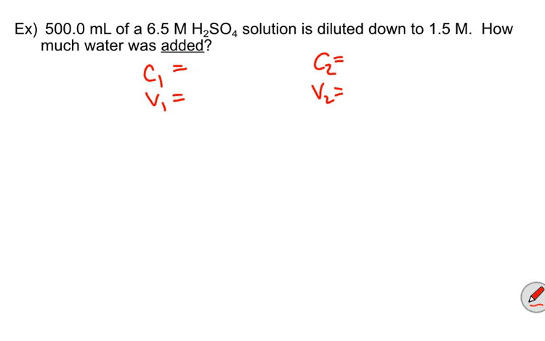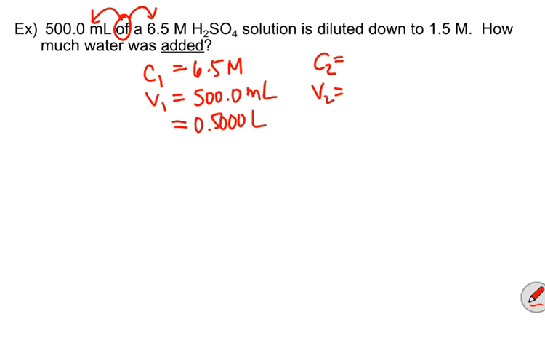Okay, so I started off with, here's my "of" rule. So those two numbers are going to come together. So I've got 6.5 molar. That's my initial concentration. And I have 500 milliliters. So that's the same as saying 0.5000 liters. And it's diluted down to a concentration of 1.5 molar. How much water was added?